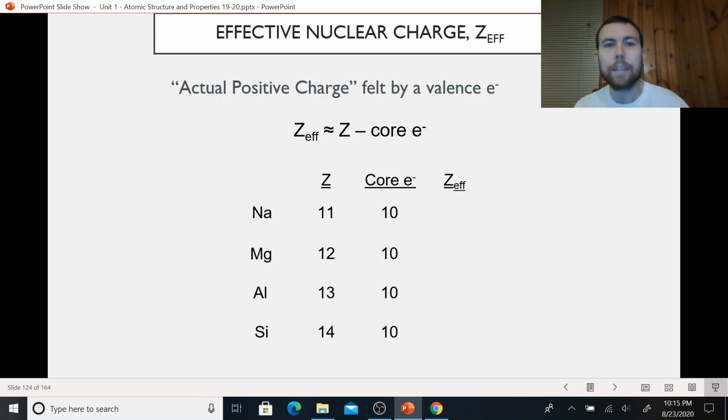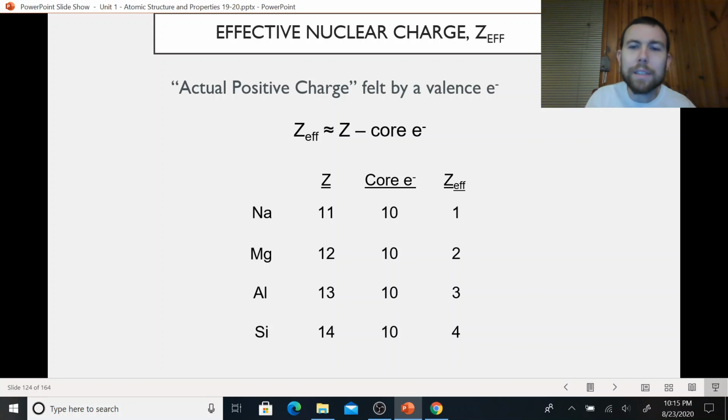If you were to write the electron configurations for each of those, you would see that they have 10 electrons occupying the first and second energy levels. Now, plugging that into our equation, we find that sodium has a +1 effective nuclear charge, magnesium's +2, aluminum +3, and silicon +4.